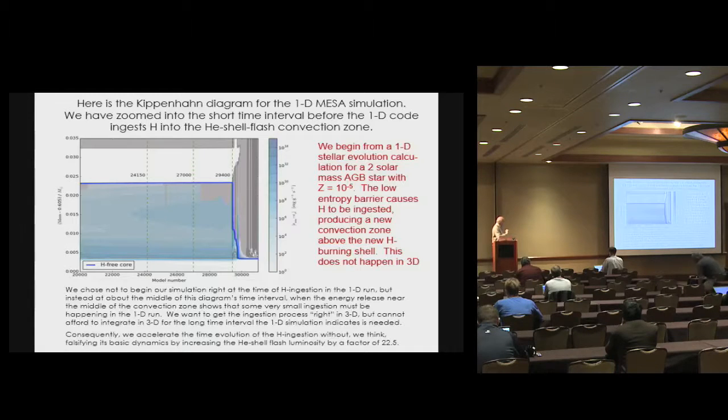And the blue line is showing you the line below which there is no hydrogen. Okay, and so you can see it's going along. The shaded area is the convection zone above the helium burning shell. Aha.